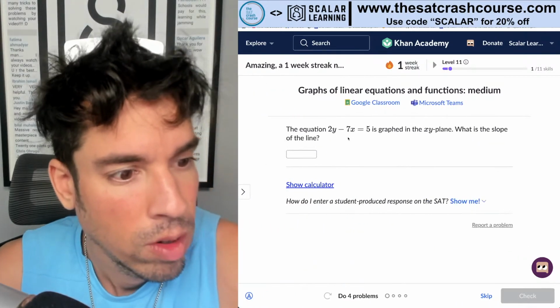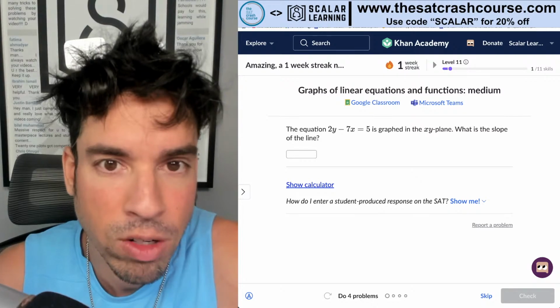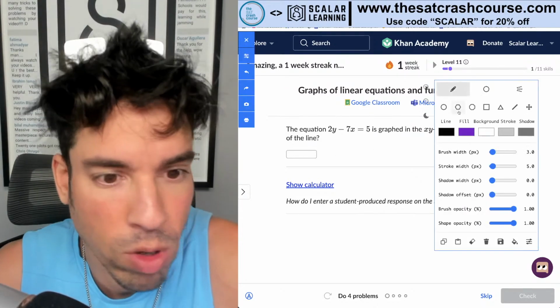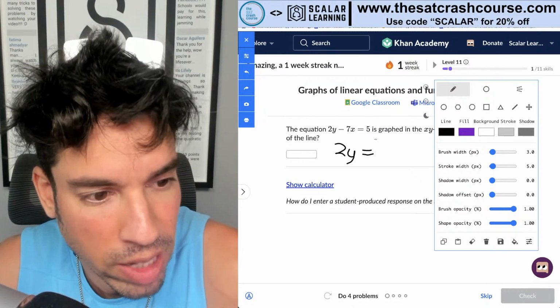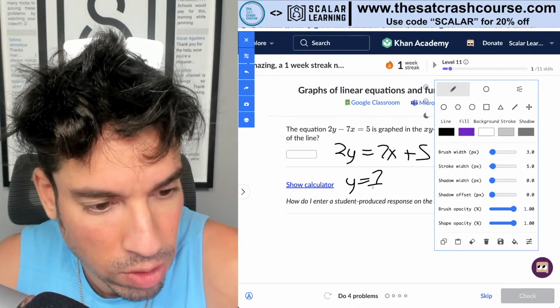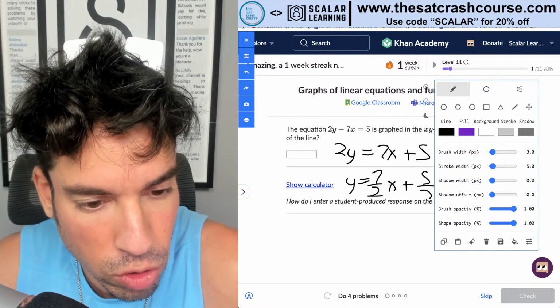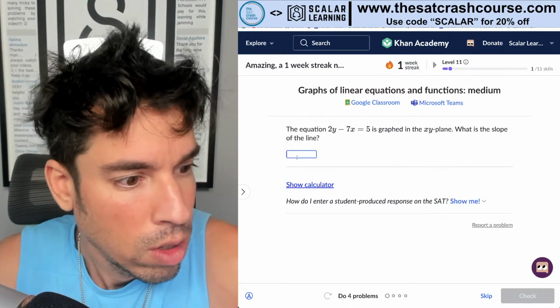All right. The equation 2y minus 7x equals 5 is graphed in the xy plane. What is the slope of the line? I don't even need to graph this, but you can if you want. I think it's way easier to just put this into slope-intercept form. 2y equals 7x plus 5, then divide by 2. y equals 7/2 x plus 5/2. This is my y-intercept, but they asked for the slope, which is 7/2.